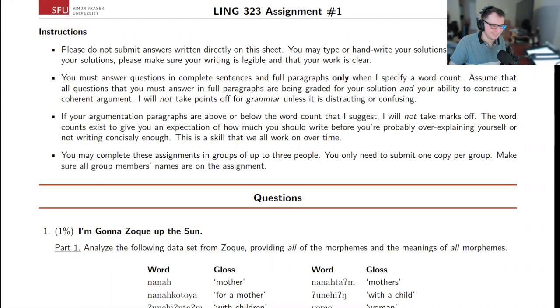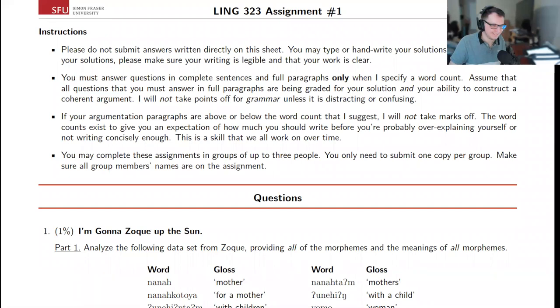And then this last question on assignment 1 will be about allomorphy. So we'll talk a little bit about allomorphy in class next week, and you'll have to answer some questions about it. And the first question is usually always like, analyze the data set. It's kind of clean.